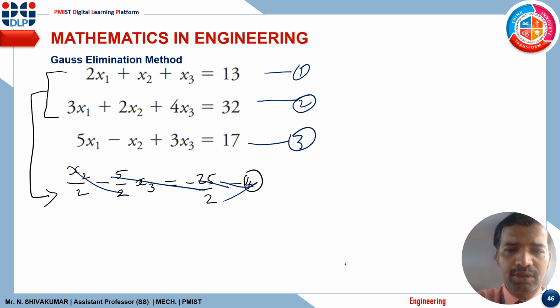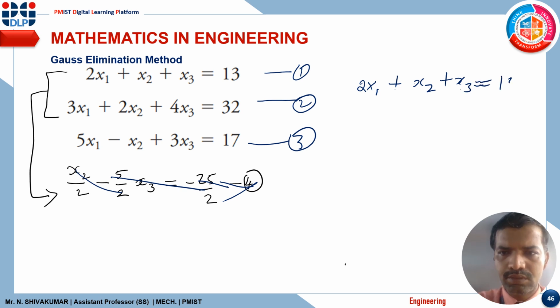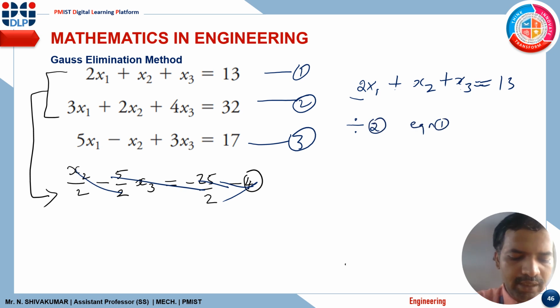Okay, so 2x1 plus x2 plus x3 equal 13. Okay, so that is equation 1. So to convert this 2 portion into 3, what do we have to do? We have to divide by 2 and multiply by 3. Okay, so that is the step I am going to do. Now I am going to divide equation number 1 by 2. Okay, so that is the idea.